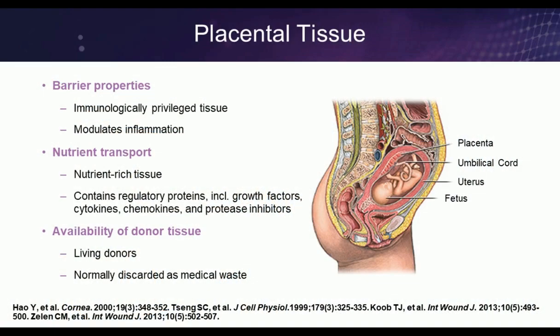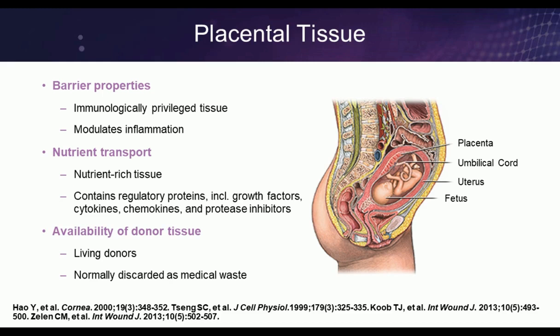One tissue with great regenerative capacity is placental tissue, which serves the mother and baby with barrier properties and nutrient transport. Placental tissues are also readily available since they are normally discarded tissues.